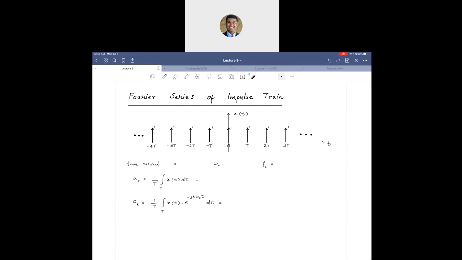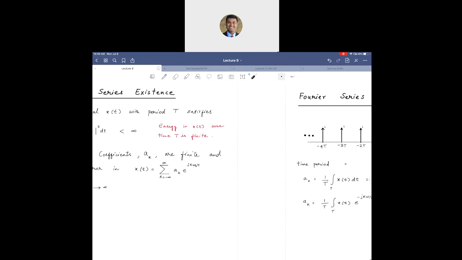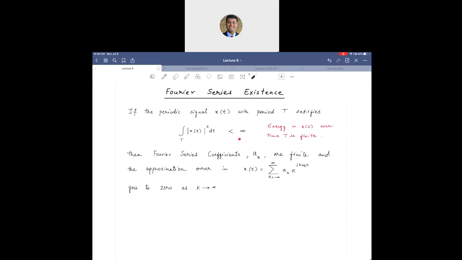Now, let's get into the Fourier series of impulse train. Sander asks a question: is this a necessary and sufficient condition? Yes. If the energy is finite, that means it's a necessary as well as a sufficient condition.